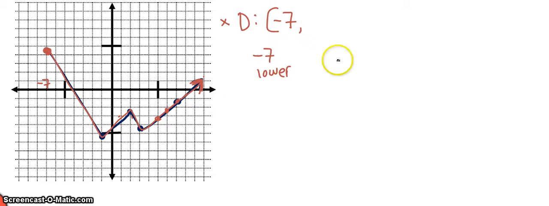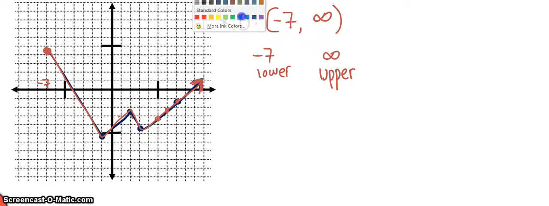So my upper bound then is going to go to infinity. And that's my upper bound. And instead of listing all those numbers again, I'm going to write this in my interval notation. So my final domain would be -7 to infinity.